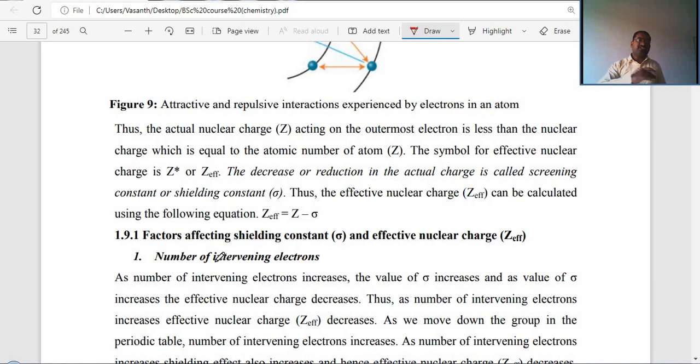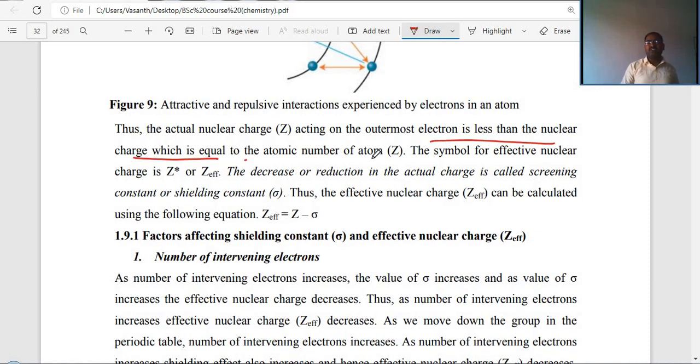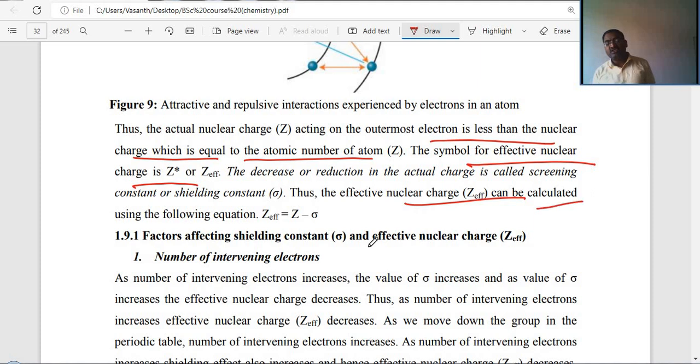The actual nuclear charge acting on the outermost electron is less than the nuclear charge, which is equal to the atomic number of the atom. The symbol for effective nuclear charge is Z star. Thus, the effective nuclear charge can be calculated by using the equation Z effective is equal to Z minus sigma.